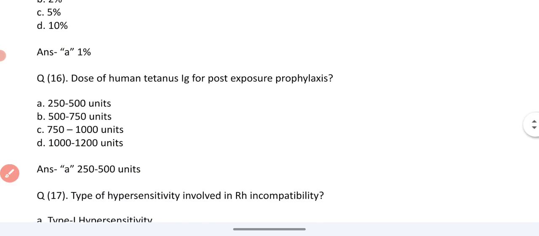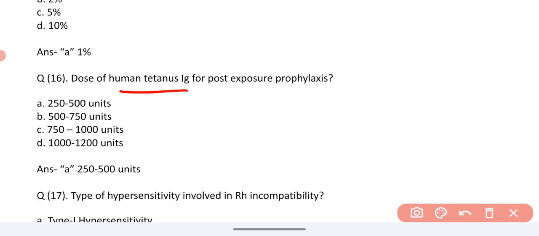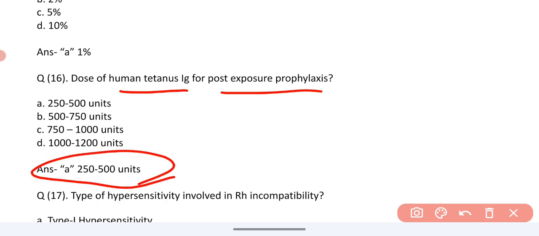The next one is question number 16. Dose of human tetanus Ig for post-exposure prophylaxis. This is a direct question. Here the question is dose of human tetanus antibody for post-exposure prophylaxis, after the person got infected. Now he is taking the treatment for tetanus. How many units of antibody will you give to the patient? And here the right answer is option A, 250 to 500 units.